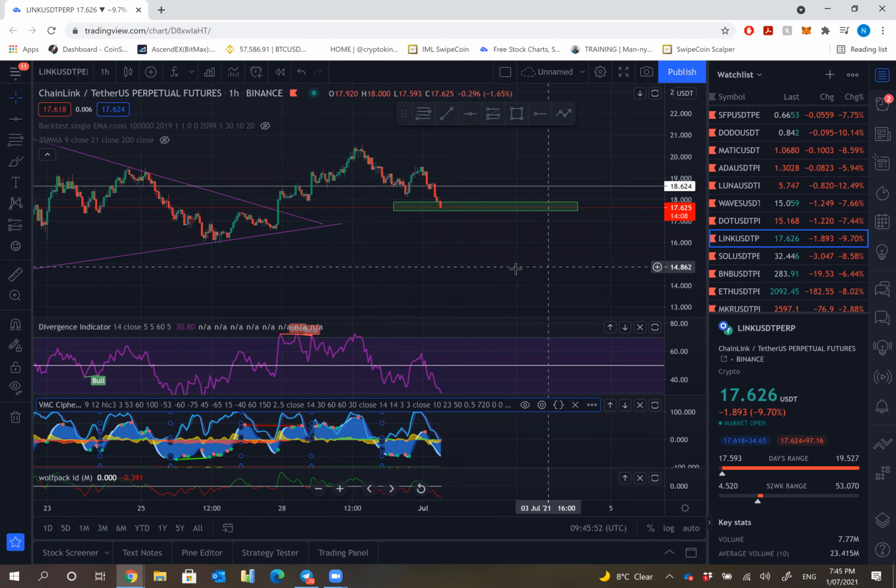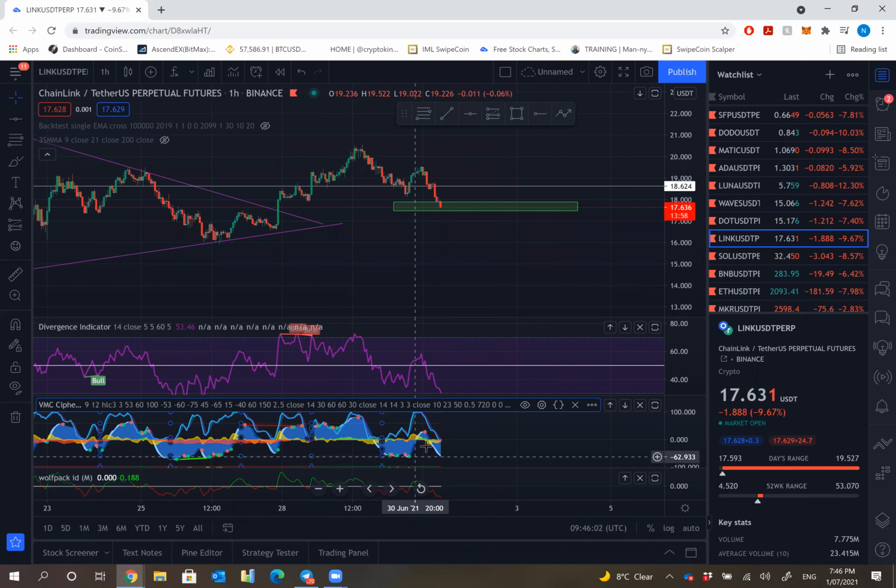Because all I have to look for when I want to enter a trade is I go into the 4 hour, I look for a green anchor wave, and then I look for a green trigger wave, and then I go into the 1 hour and I look for the green anchor wave, green trigger wave, and I make sure that my Wolfpack average is above 1, and all my data is right here for me to look at.